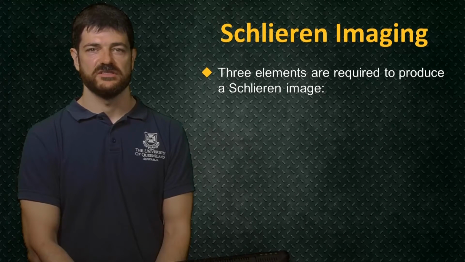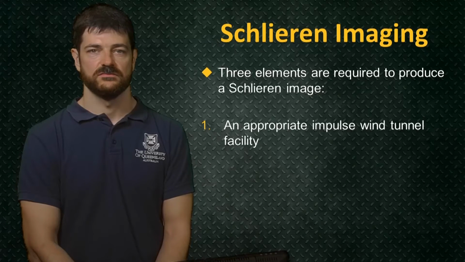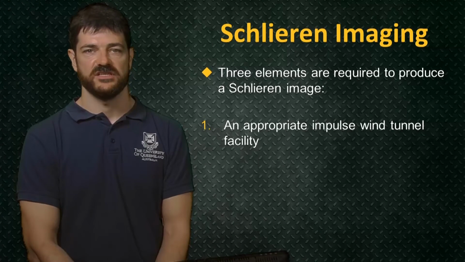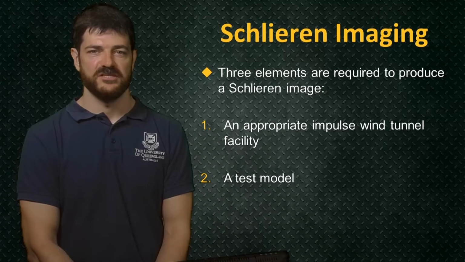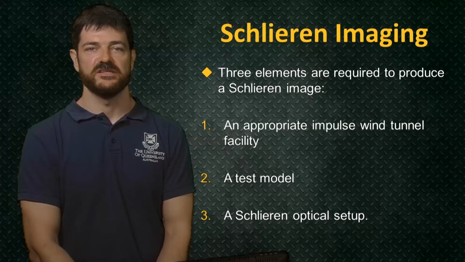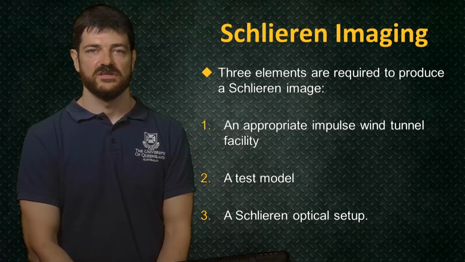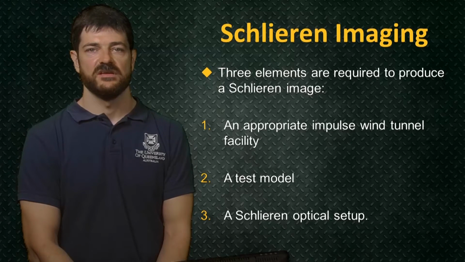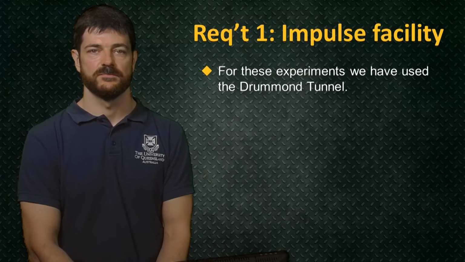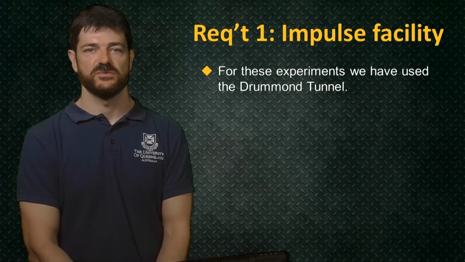Generating a Schlieren image requires three elements. We need an appropriate wind tunnel to generate a test flow, and for hypersonic flight speeds this means we need an impulse facility. We need to obtain or manufacture a test model or test specimen to pass our test flow over. Finally, we need a suitable Schlieren optical setup. So this involves optical elements, such as lenses and mirrors, an imaging device, such as a high-speed camera, and appropriate instrumentation, triggering, and data acquisition hardware. So first we'll consider the impulse wind tunnel.